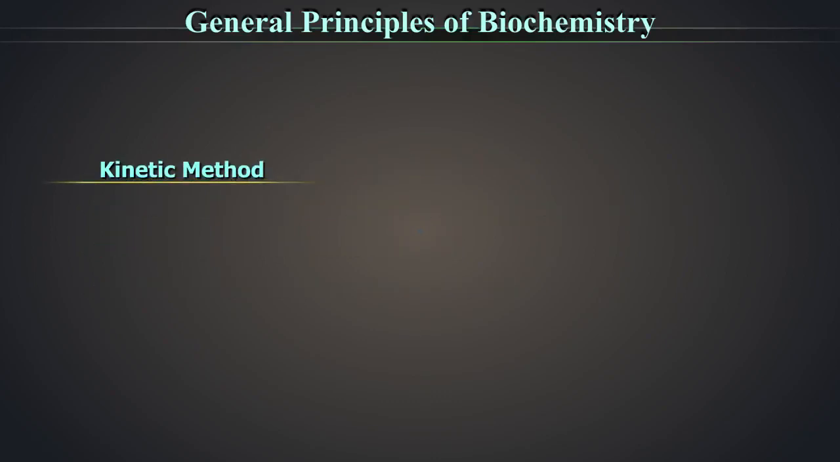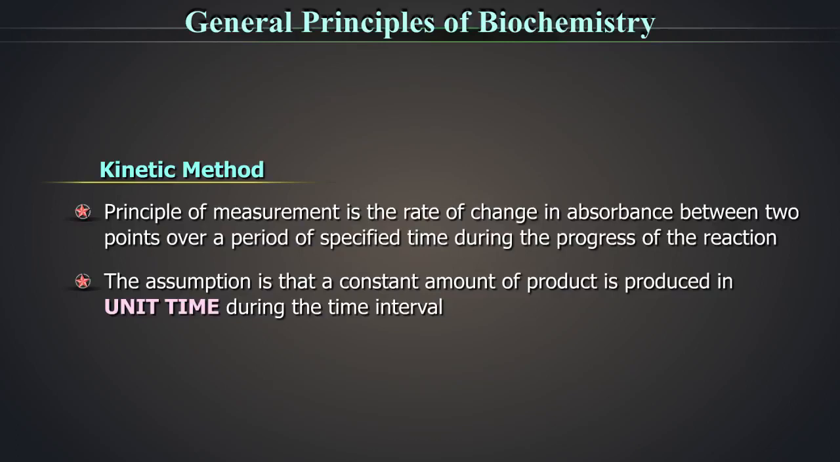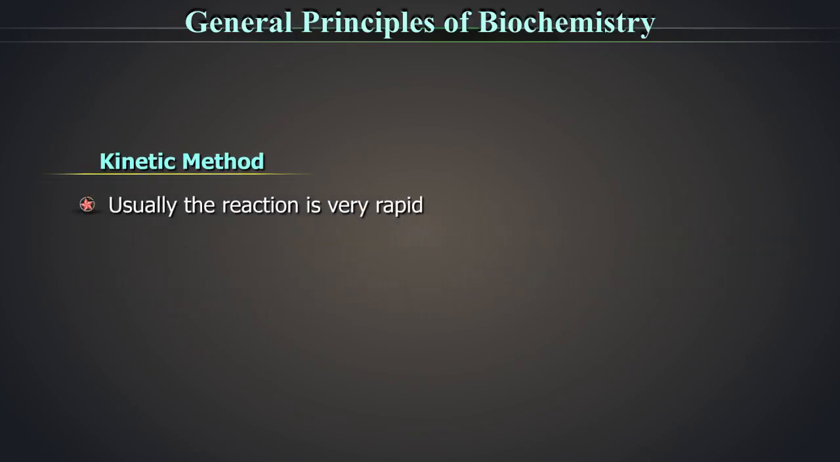Kinetic method. The principle of measurement is the difference in absorbance between 2 points over a period of specified time during the progress of the reaction. The assumption is that a constant amount of product is produced in unit time during the time interval. This is also rate chemistry, but the principle depends on the progressive reaction. Usually, the reaction is very rapid, and thus the reaction time is short to avoid any danger of enzyme degradation.